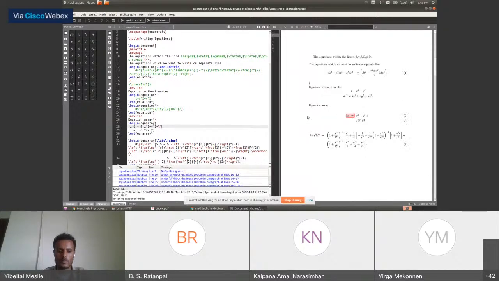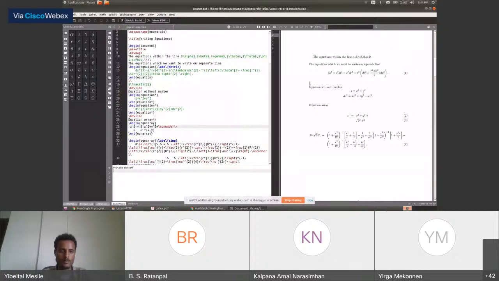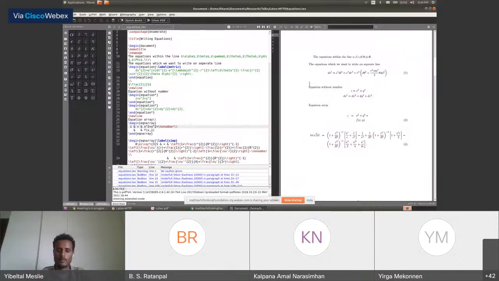So you can see z is equal to x squared plus y squared. Then I need a new line, so I will write double backslash, ampersand, space, ampersand, f x y. You can see x squared plus y squared plus f x y. But this has given a number to both lines, while this is one equation, not two. So I will write \nonumber on the first line, so the number is given only to the second line. You got the idea?